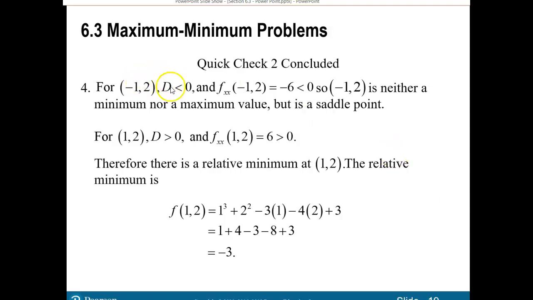Okay, so here, because D was negative, we could just jump here to say you have a saddle point. Here, because D was positive, that's where you check your second partial to know that it's a min and not a max.